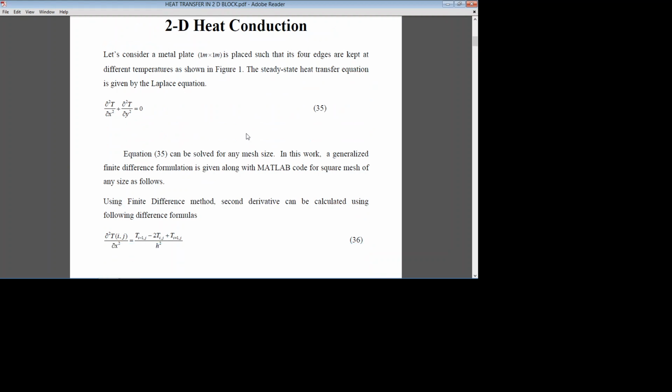The Laplace equation is given by del square T upon del x square plus del square T upon del y square. This can be solved for any mesh size, so we have taken the finite difference formulation for a square mesh. Square mesh means we have considered an equal number of points in the x direction and in the y direction.